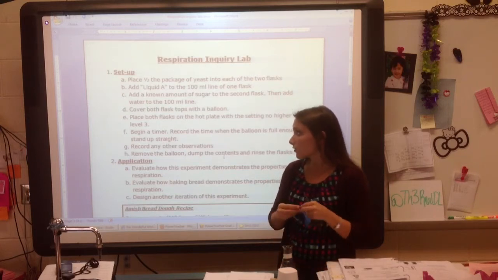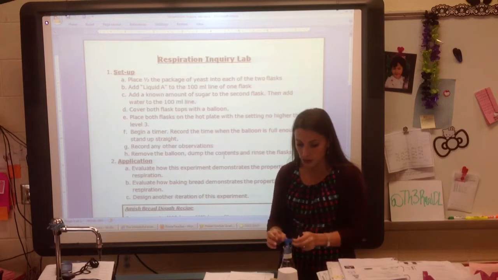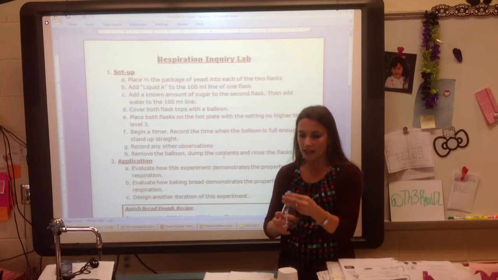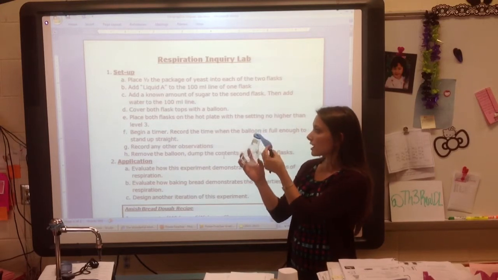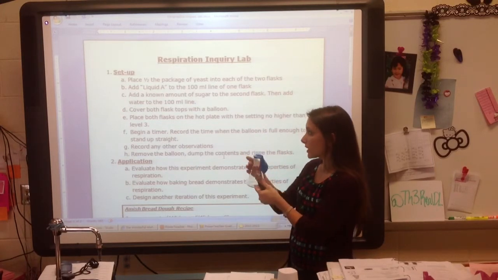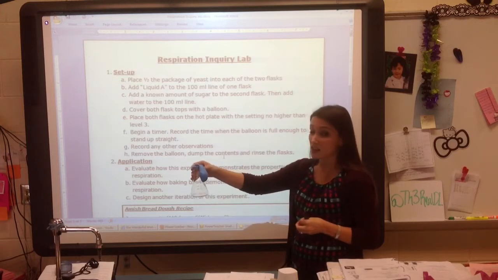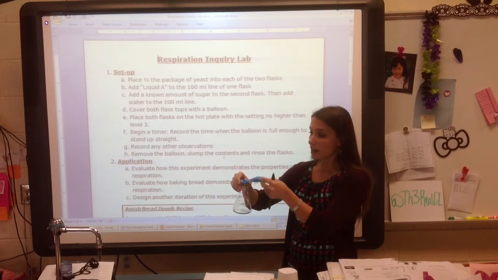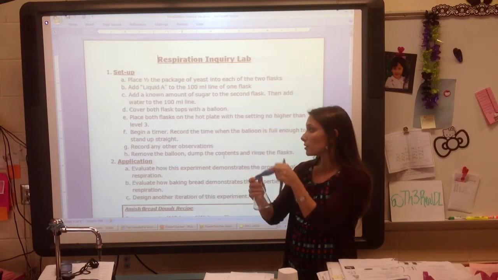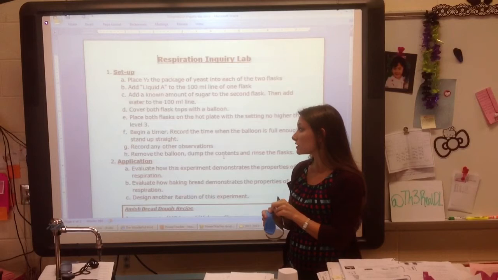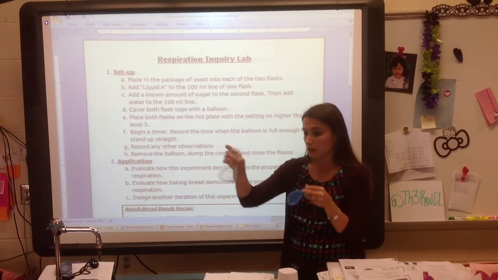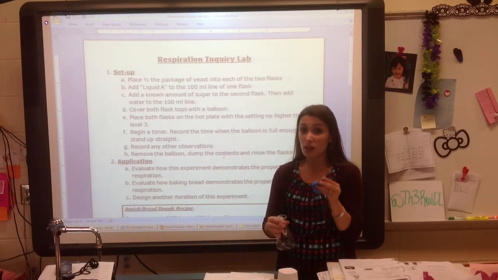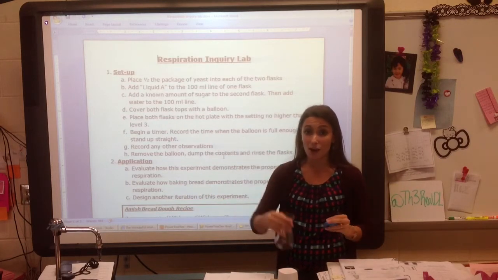And then you want to cover both flask tops with the balloon. And we talked about how to hold it carefully so that the flask doesn't fall. Your balloon is sitting down now. You're going to place both flasks on the hot plate with the setting no higher than level 3. Begin a timer. Record the time when the balloon stands up. Record any other observations. And then remove the balloon. Dump the contents in the sink. Rinse the flask. Rinse the sink. Put the balloon in the trash and the flask back on the cart, please.